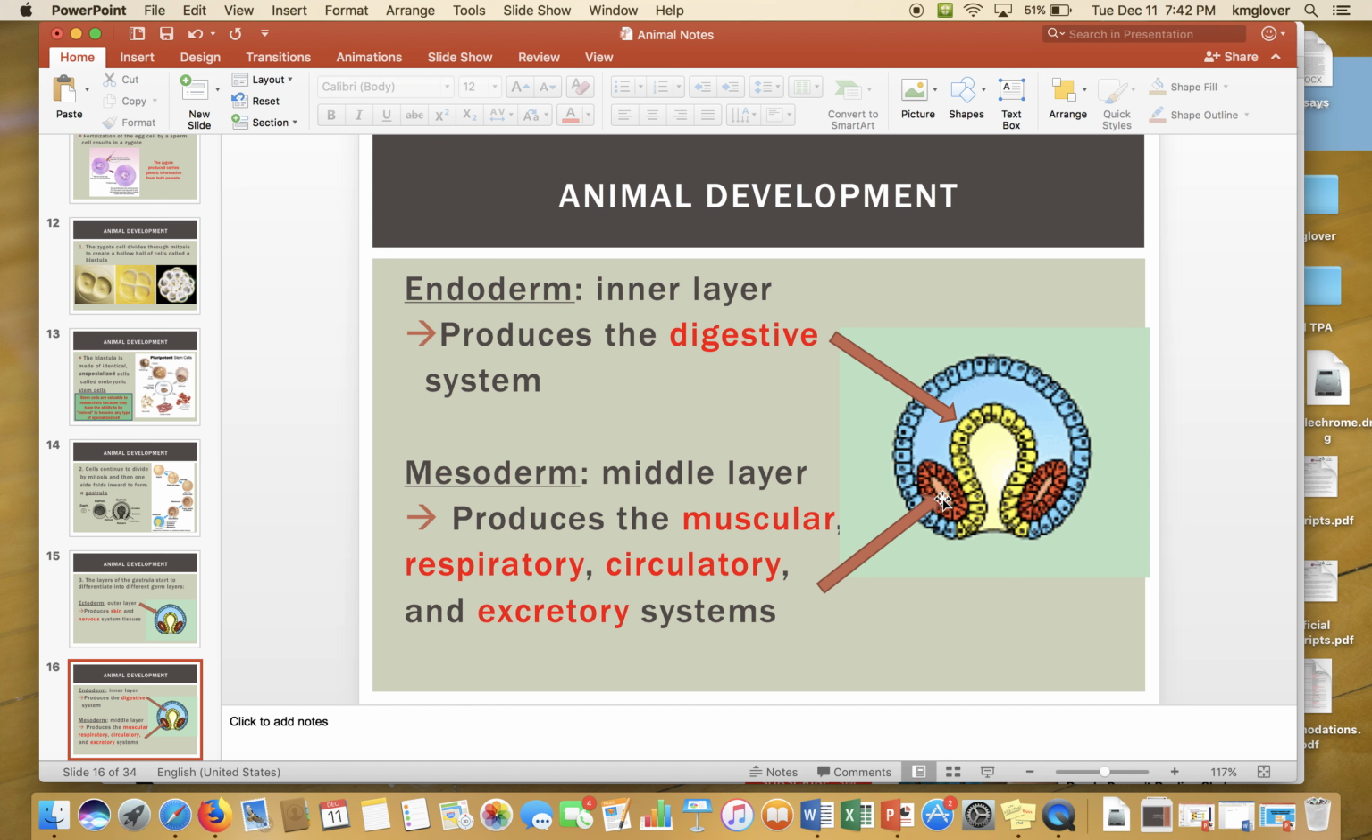It has to do with oxygen and carbon dioxide. That's breathing. Your circulatory system, this is your circulation, this is blood, this is your heart. And then your excretory system, that would be like your urine, things like that. Okay, so it's really hard to imagine all of these little cells creating you, but that's just what happens.